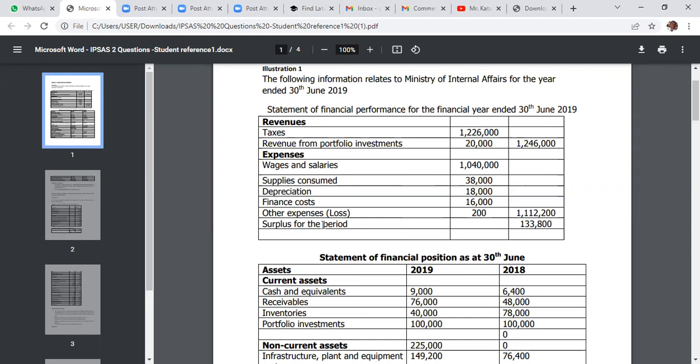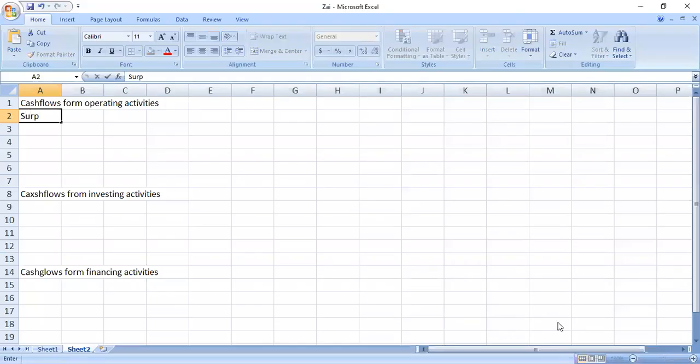I want it to be surplus before tax and interest. So what I do is get this line and adjust for taxes and finance costs by adding them back if they were subtracted, and removing them, subtracting them, if they were added. So I'll come to my statement therefore. I say surplus, it's 133,800. Right, 133,800.